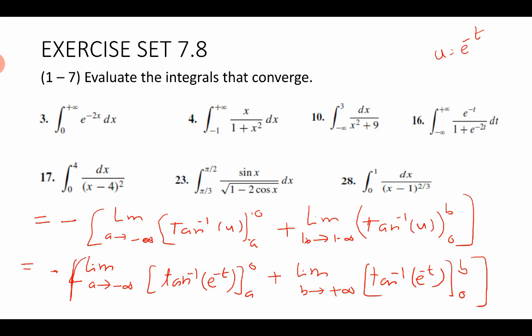This is a common bracket, the negative is outside, right? Now in the next step, we will substitute the upper and lower limit, and in the first case a goes to negative infinity, and in the second case b goes to positive infinity. Let's check what is happening here.